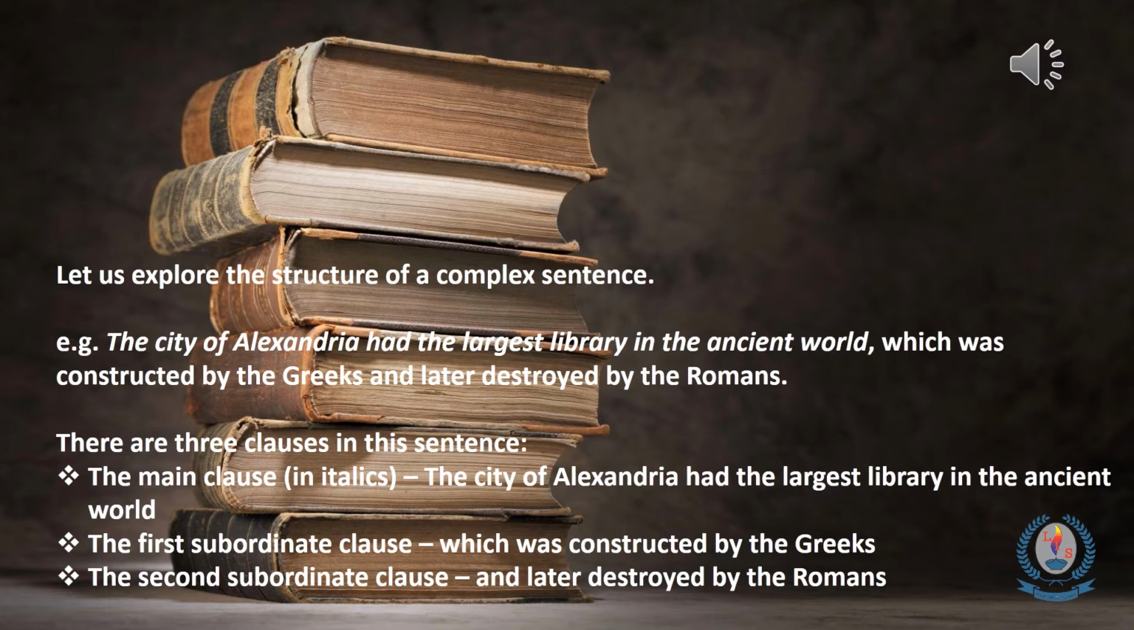There are three clauses in this sentence. The main clause, which is in italics: the city of Alexandria had the largest library in the ancient world. The first subordinate clause is which was constructed by the Greeks. The second subordinate clause: and later destroyed by the Romans.